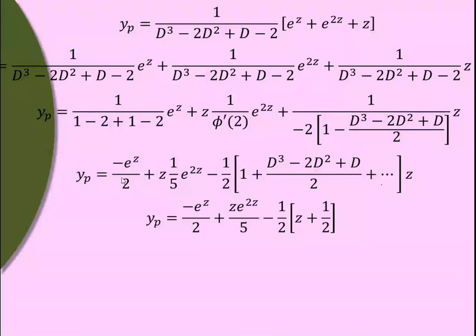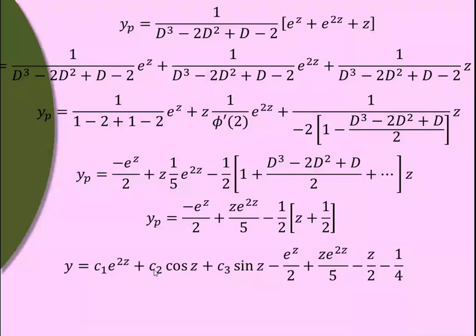Correct? So it will be minus e raised to z by 2, z e raised to 2z by 5, minus half into z. This is 0. This is also 0. Derivative of z is 1. That is 1 by 2. All the rest of the terms are 0. Okay? So this is yp. And now add yc and yp.